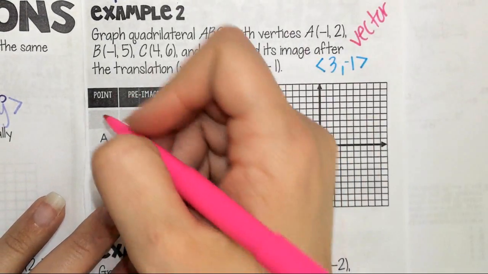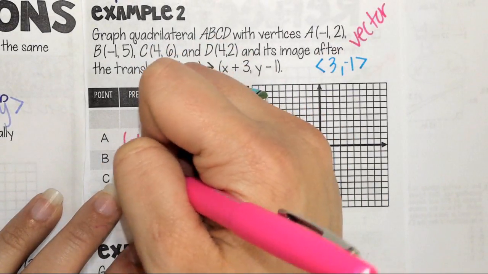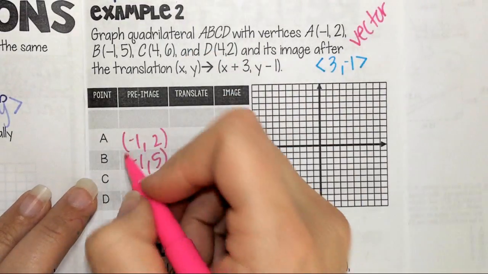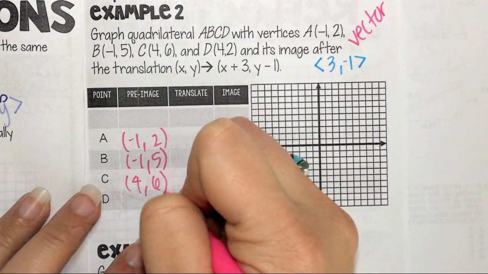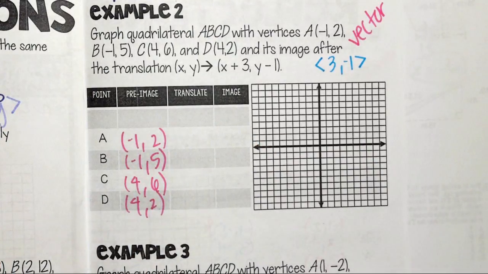Alright, so we need to write down our vertices for A, which is negative 1, 2. B is negative 1, 5. C is 4, 6. Thank you. And where did you go? Get the point? Yes.